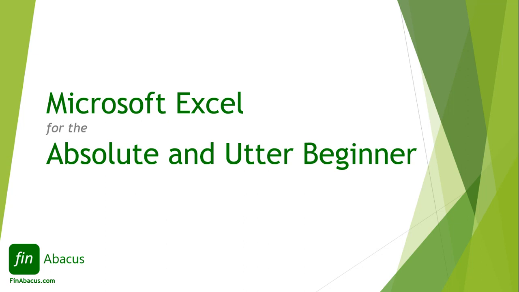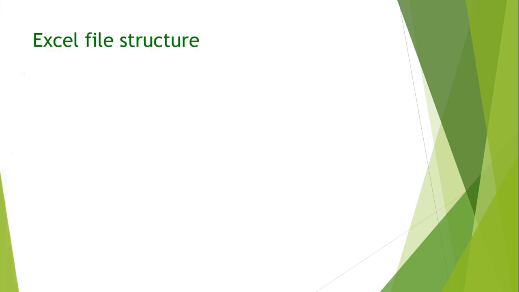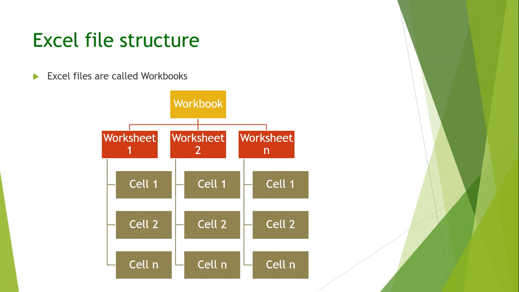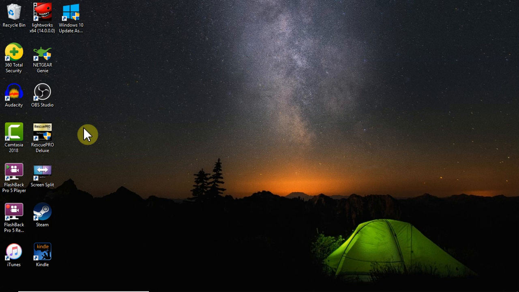Let's see how the Excel file is structured. Excel files are technically called workbooks. A workbook is made up of one or more worksheets, and each worksheet is composed of many cells. Let's go ahead and open an Excel file. This is Windows 10 and the version of Excel I'm having is Excel 2016.